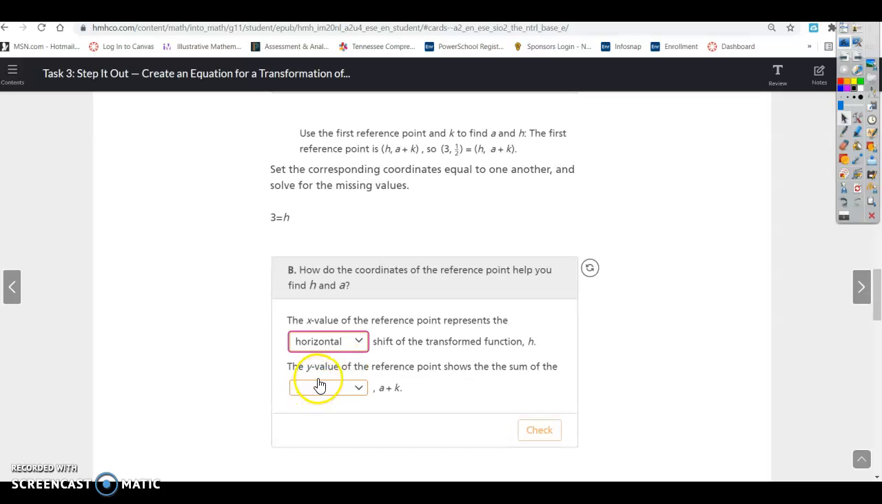And the y value of the reference point shows the sum of the vertical stretch and the vertical translation. All right, so we know that that's going to be the vertical translation because a is your vertical stretch and k is your vertical shift. So let's see. Vertical stretch and vertical translation.